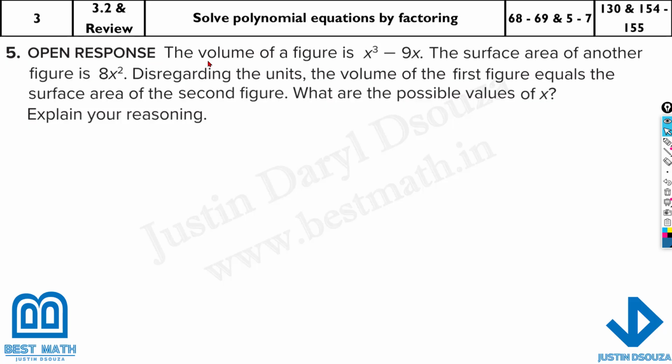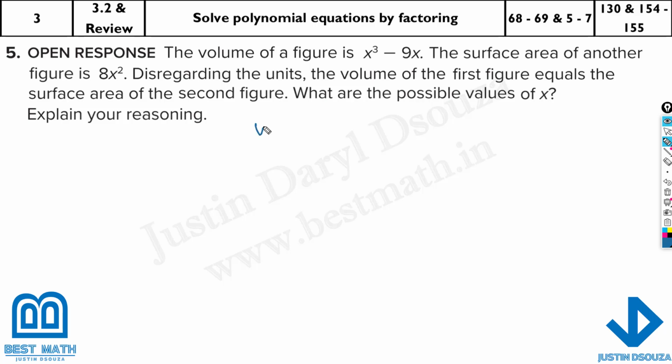Open response question. The volume of the figure is x cubed minus 9x. The surface area of another figure is 8x squared. Disregarding the units, the volume of the first figure equals the surface area of the second figure. What is the possible value of x? It's very important to understand it's disregarding the units, because the units over here are cubic and over here are squared. You can't equate them. They are two different quantities altogether. Area and volume are not equal. Here they are just telling us units are not considered, so we can just equate these terms.